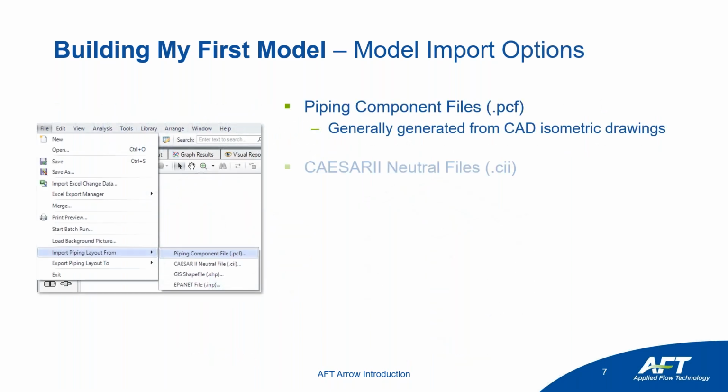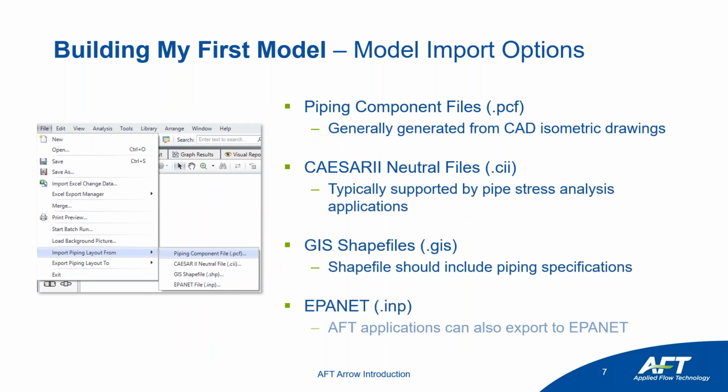To touch on the import options in a little more detail, we have 4 types of files that we can import, again, in addition to those AFT files, whether that be a piping component file, commonly generated from CAD drawings, a Caesar II neutral file, more common in pipe stress analysis, GIS shapefiles, and EPANET as well. All of those are accessed from that file menu, import piping layout, and then you can select the file and it'll provide a preview. We have another webinar that goes into much more detail on the import process. Again, this is much more an introduction. For the sake of brevity, we can't go into depth of all of these different features.